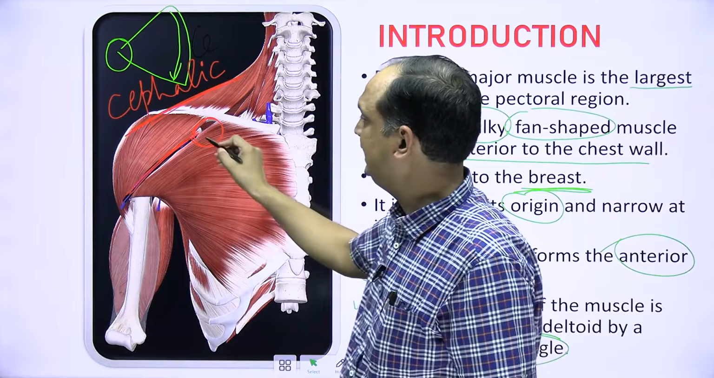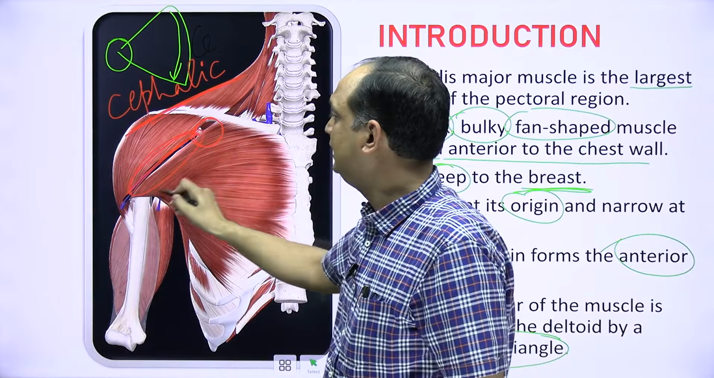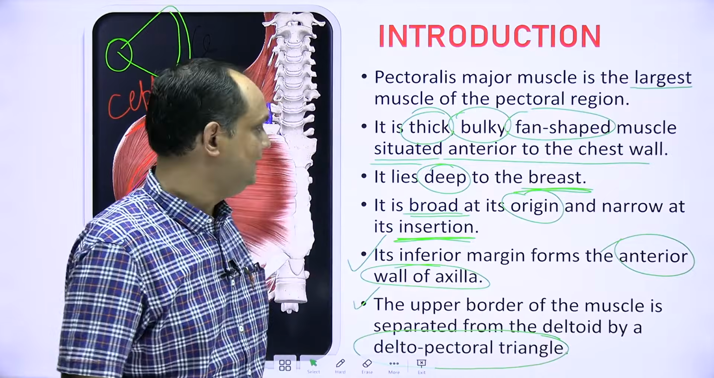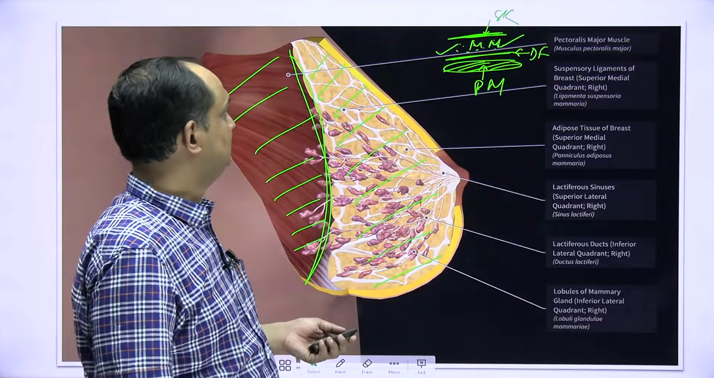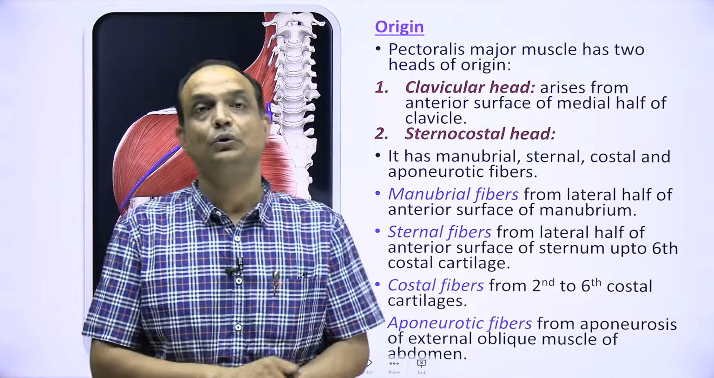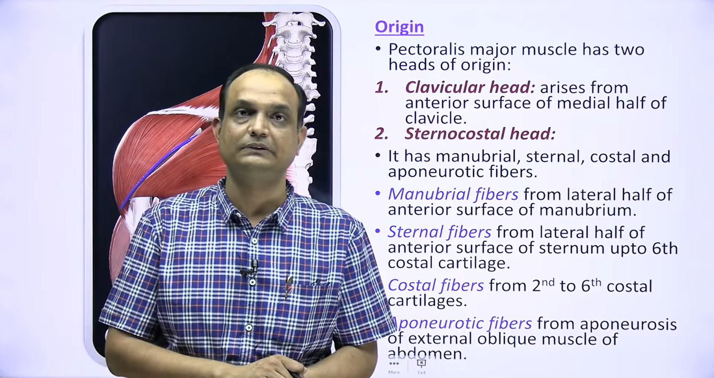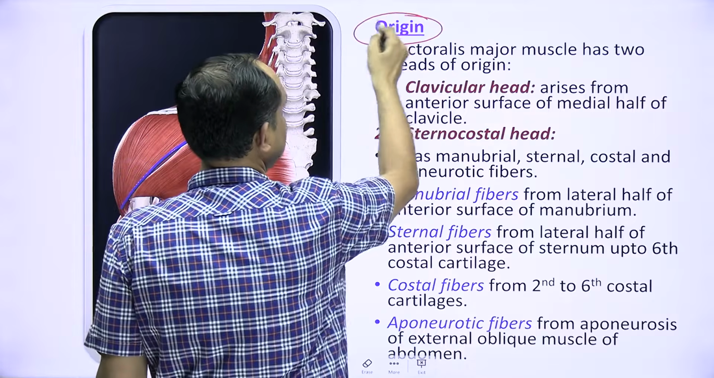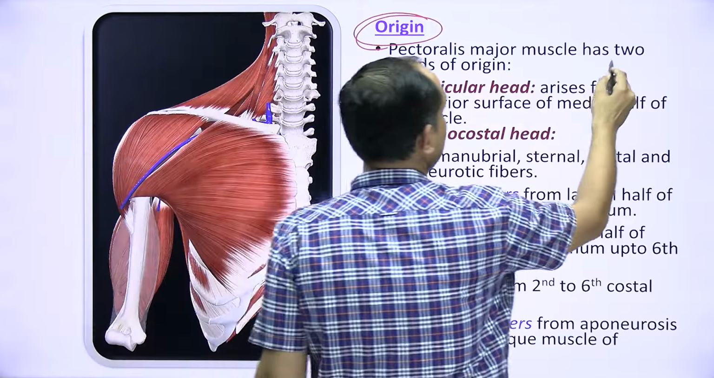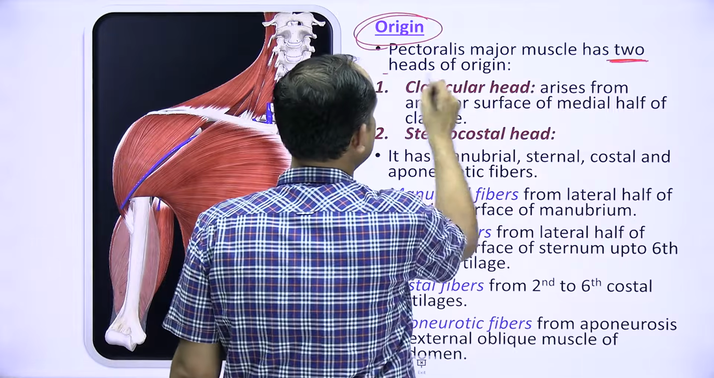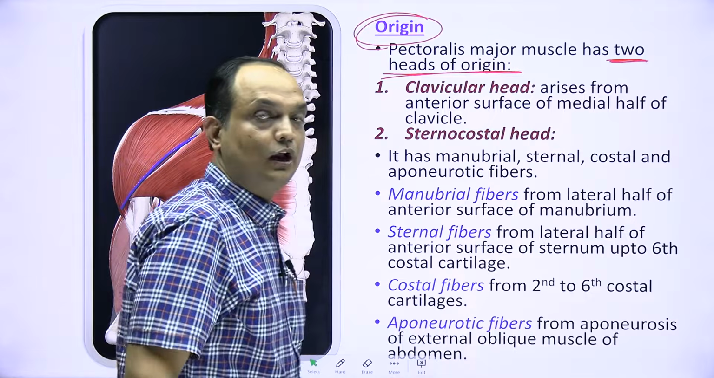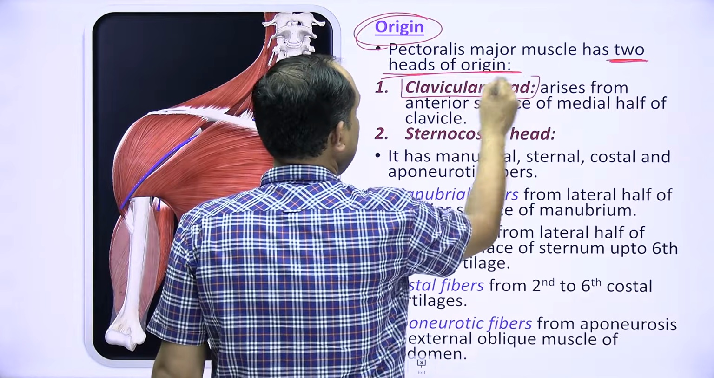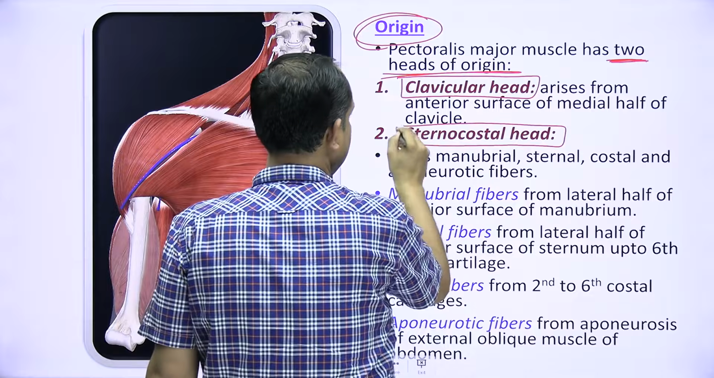So, this deltopectoral triangle consists of your cephalic vein. Then the next thing is the origin of pectoralis major muscle. Now, whenever you are talking about the origin, you have to understand that the origin occurs by two heads of this muscle. These two heads are known as the clavicular head and the sternocostal head.